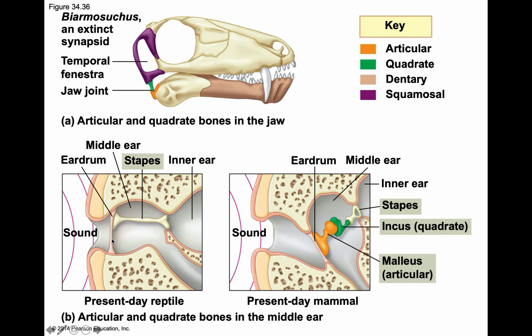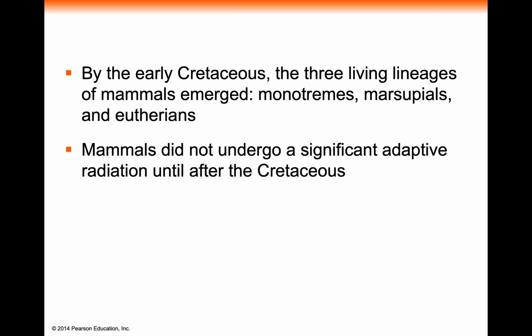So the membrane vibrates, shaking this one bone. Here, the membrane shakes the eardrum, and it shakes three bones, which magnifies the sound and gives mammals an exceptional sense of hearing. By the early Cretaceous, three lineages of mammals were recognized.